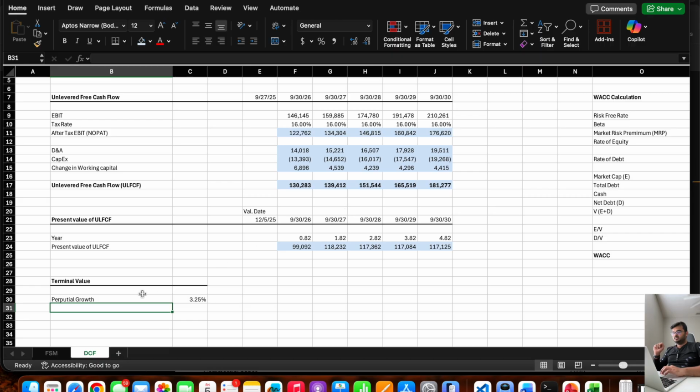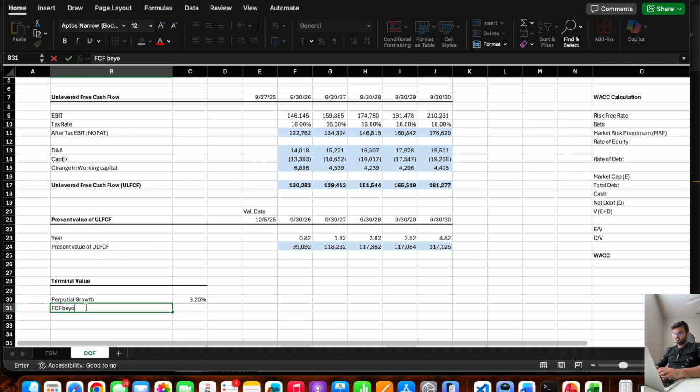Then we need to figure out what will be the perpetual free cash flow. That is, multiply this number, that is the 2030 free cash flow, by this perpetual growth. We'll do that. Free cash flow beyond 2030 is nothing but 2030 FCF into 1 plus G. G is nothing but this growth rate. I'll also put the G number here. So now this number multiplied by this guy.